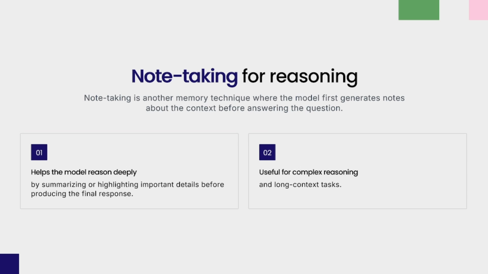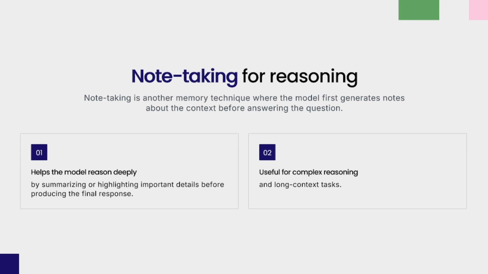So, note taking for reasoning. Do agents take notes? How do they take note of what they have done in the past, the plan they have made, the reasoning and the action they have taken? Yes, of course they do, because that is why there is short-term memory. They keep that information in working memory so that they can refer to it whenever there is need. So note taking is another memory technique where the model first generates notes about the context before answering the question. It helps the model to reason deeply.